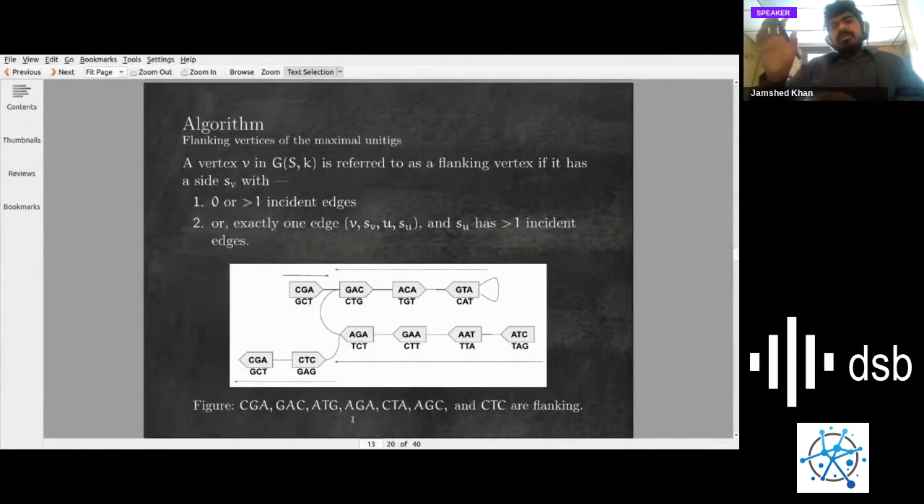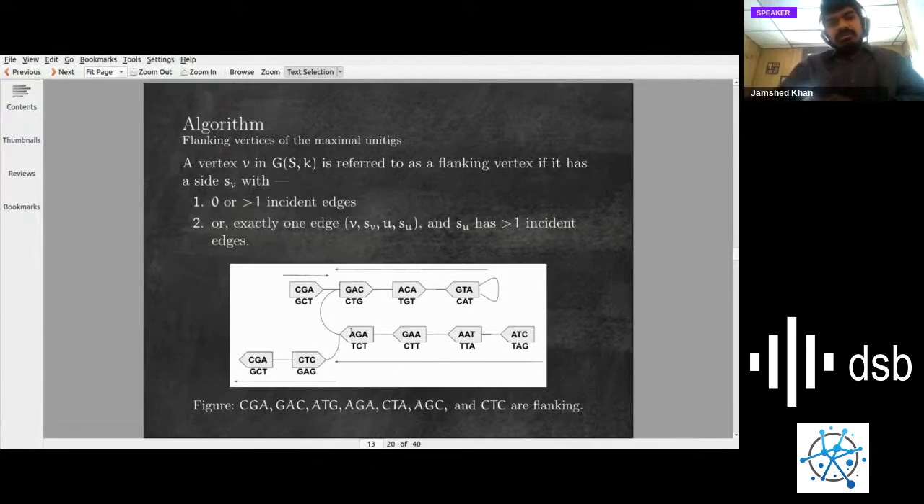So to formally characterize flanking vertices, a vertex V in the De Bruijn graph is referred to as a flanking vertex if this vertex has some side such that that side has either zero incident edges, that is, no incident edges, or more than one incident edge. Otherwise, this side has exactly one incident edge, but that edge connects that side to some other side of another vertex, which has multiple incident edges.